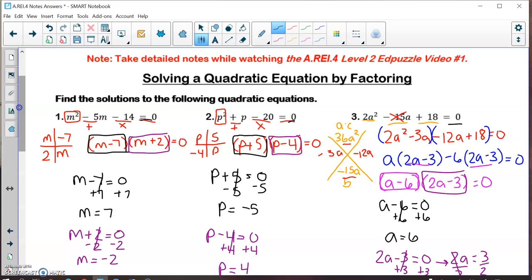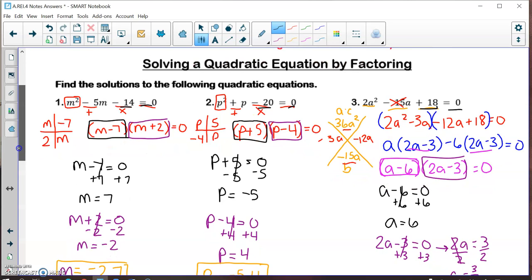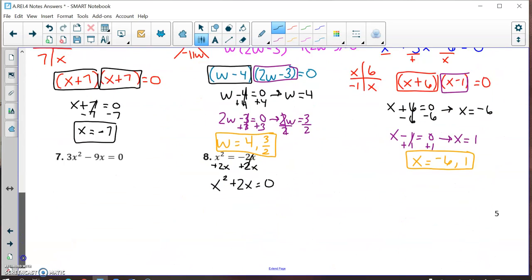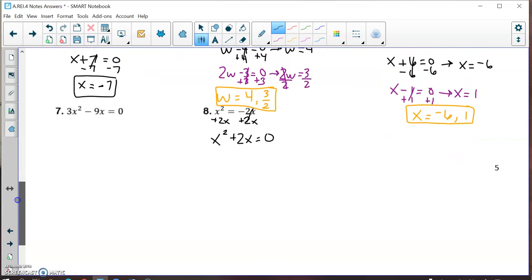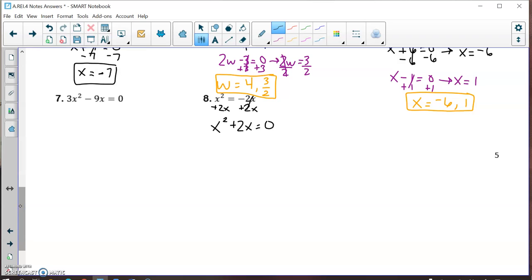For example, in number 1, your constant was -14. In number 2, your constant was -20. In number 3, your constant was 18. In numbers 7 and 8, we do not have a constant. So we actually are going to do a different method of factoring, and it's actually going to be the greatest common factor method. In number 7, both my terms have a greatest common factor of 3x. And I would be left with an x minus 3.